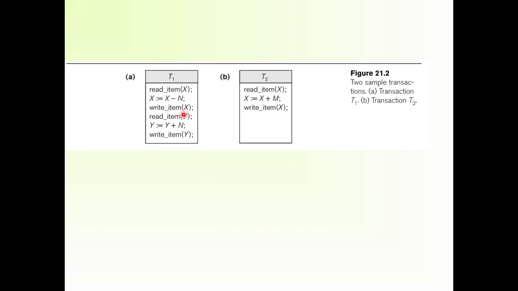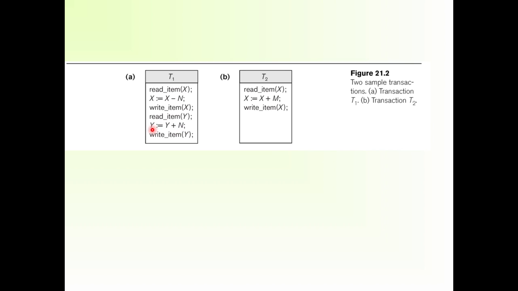Read item Y means you are getting the item from the backend into your buffer, and from the buffer the main program accesses this variable Y. After accessing it, the program modifies it by using a mathematical operator, plus N. It adds the value to this Y. Like this you are modifying the Y value in your application program.